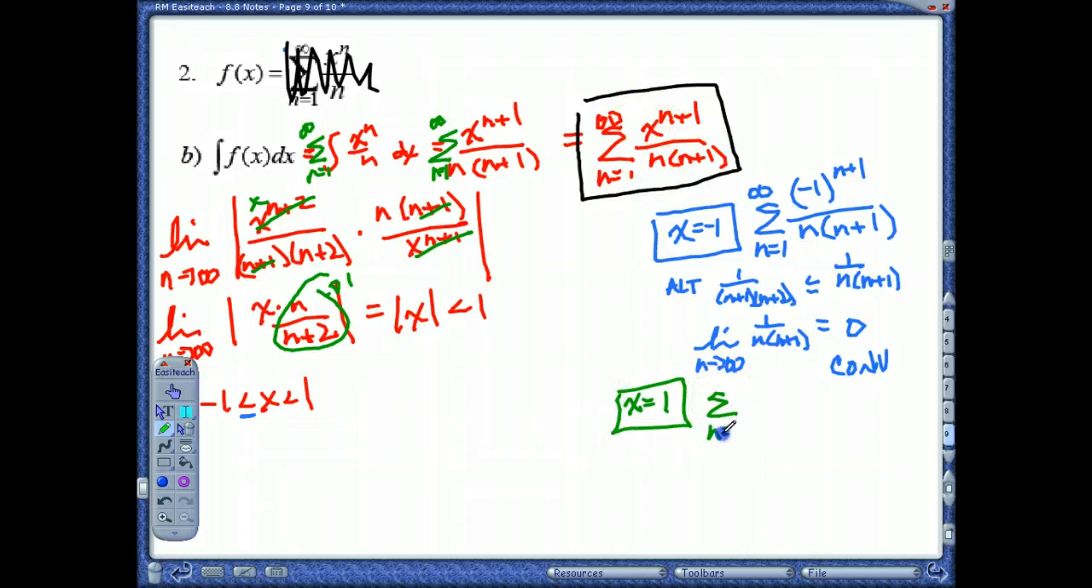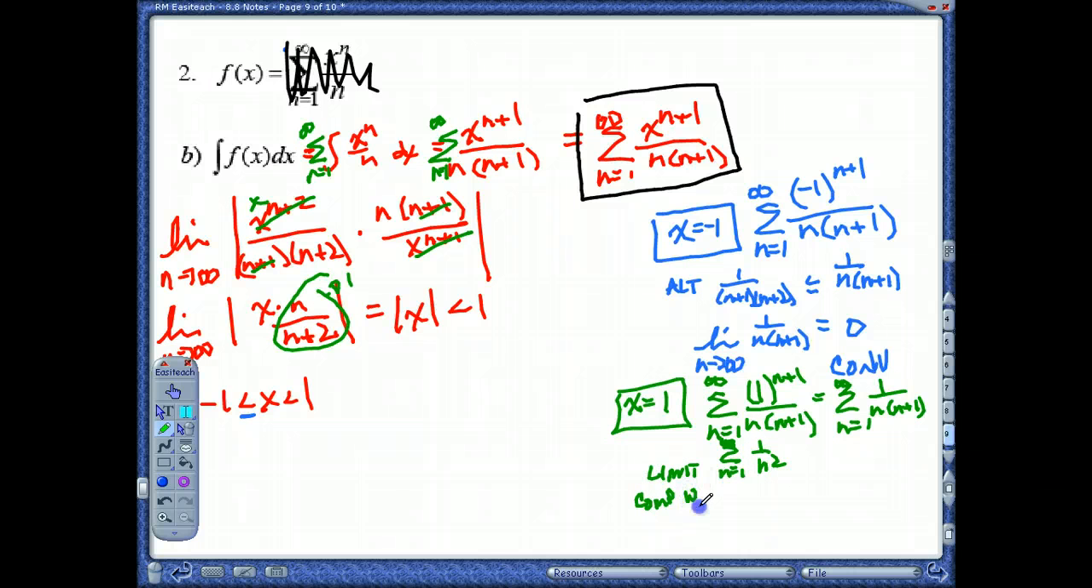So I have 1 to the n plus 1 power all over n times n plus 1. So we really have, it's very, very close. Let me just rewrite. We have 1 over n times n plus 1. So I'm going to do a limit comparison with this guy, 1 over n squared. Okay, limit comparison with this guy.